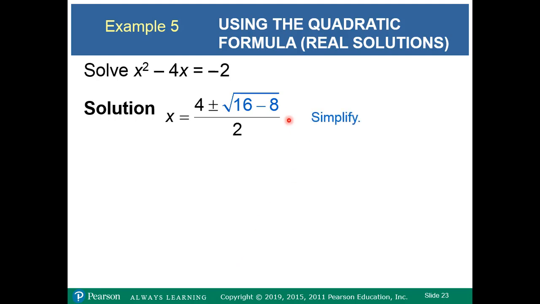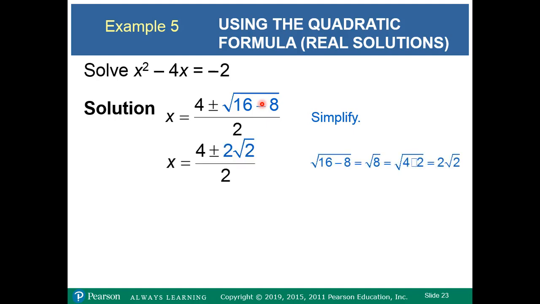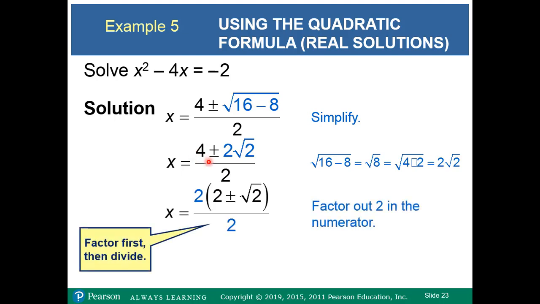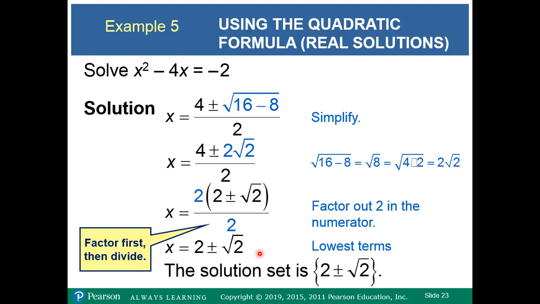And so now what do we do? We simplify the radicand. When we simplify this, we factor out a 2 and divide by 2. This ends up becoming 2 plus or minus the square root of 2. We factor out the 2, it cancels with the 2 in the bottom, and we get 2 plus or minus the square root of 2. And so there's our solution set.